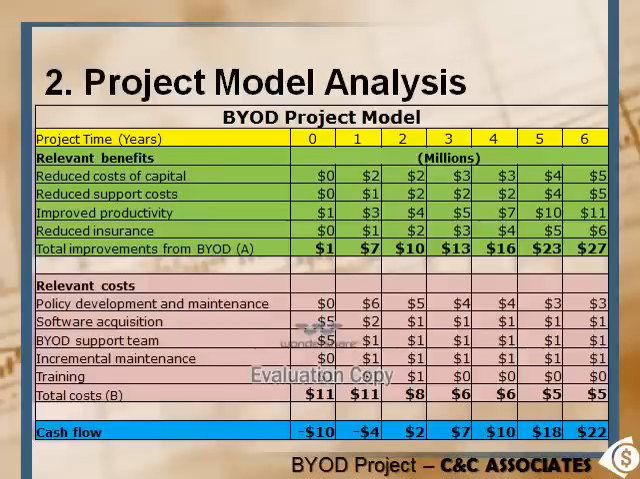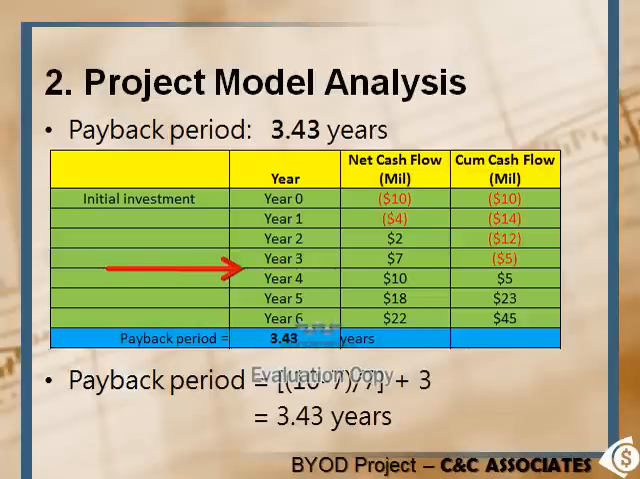What we've got here is the BYOD project model. It lists the benefits as well as the costs from the BYOD project. And we will be performing 4 benchmarks based on this model to see if the project is viable. So the first benchmark is the payback period, and what we can see here is that the net cash flow will be positive from the second year, and the accumulated cash flow will be positive from the third year. So the payback period will be 3.43 years to be exact.